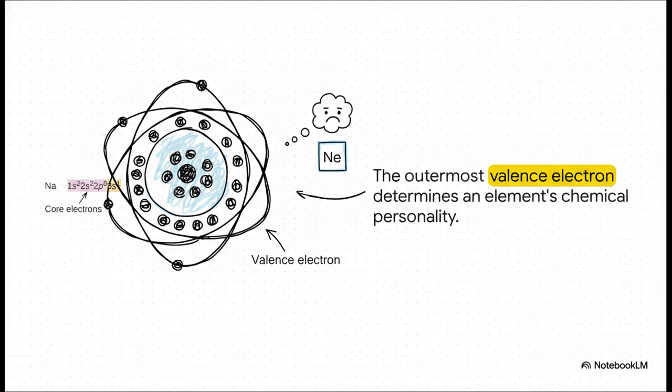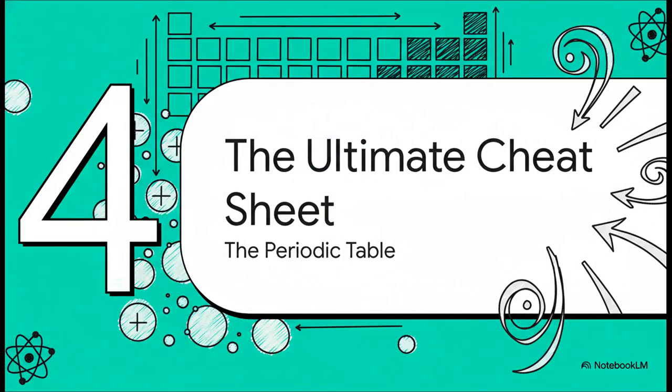Now, the most important part is that last electron. See it? The one all by itself in the outermost shell. We call that the valence electron, and it defines sodium's entire personality. It's lonely out there, which makes it super eager to react with other elements. All right, so protons give an atom its identity, and the electron's address gives it its personality.